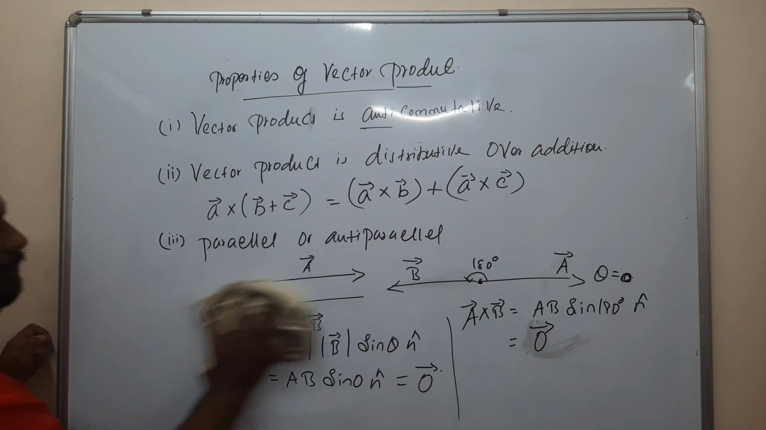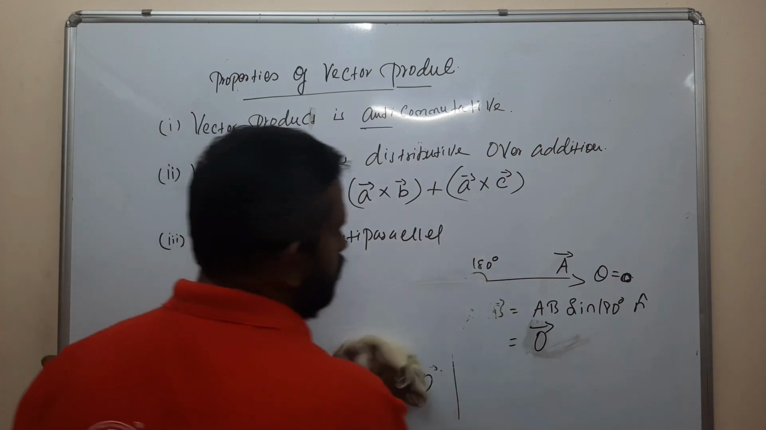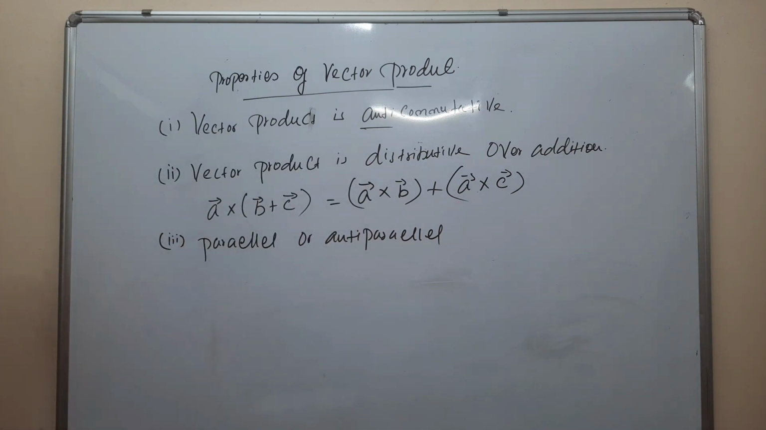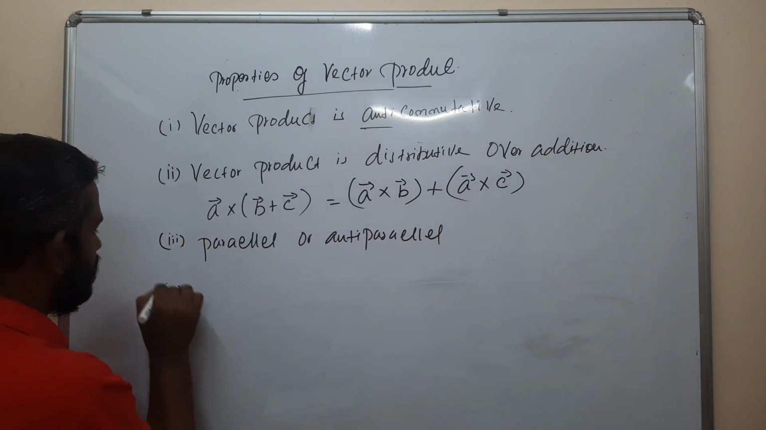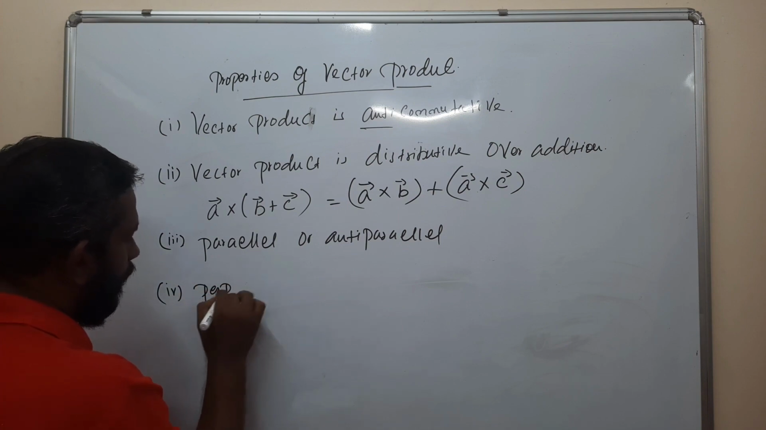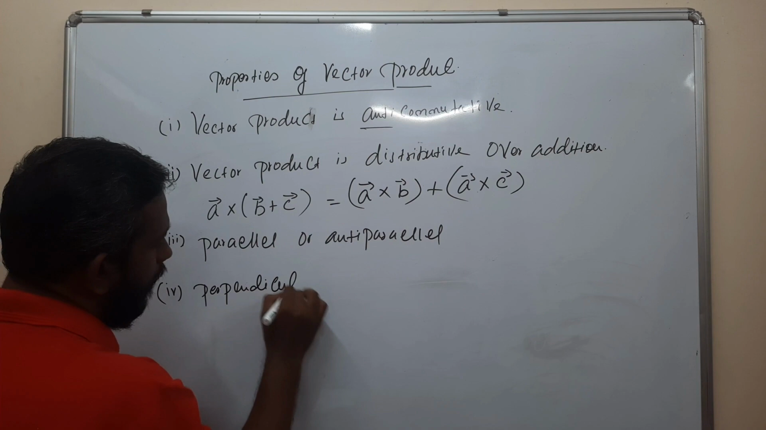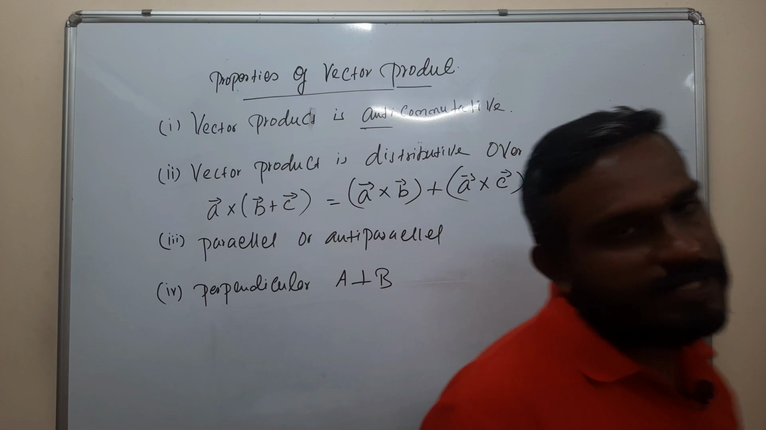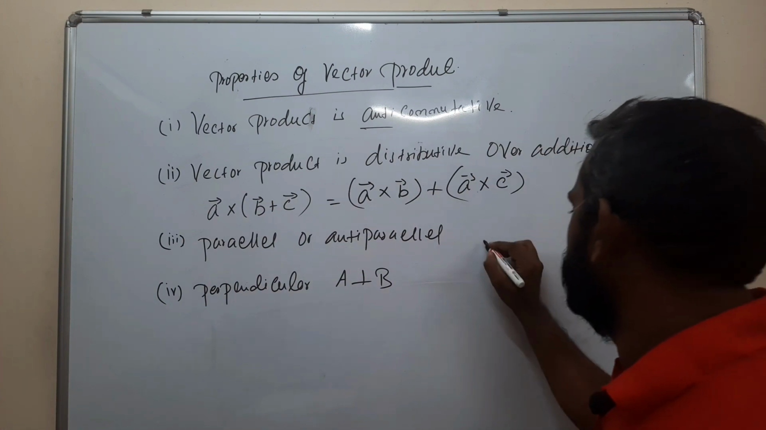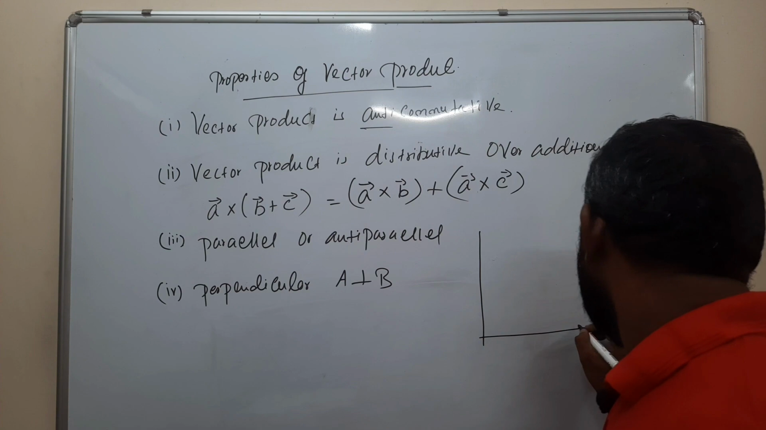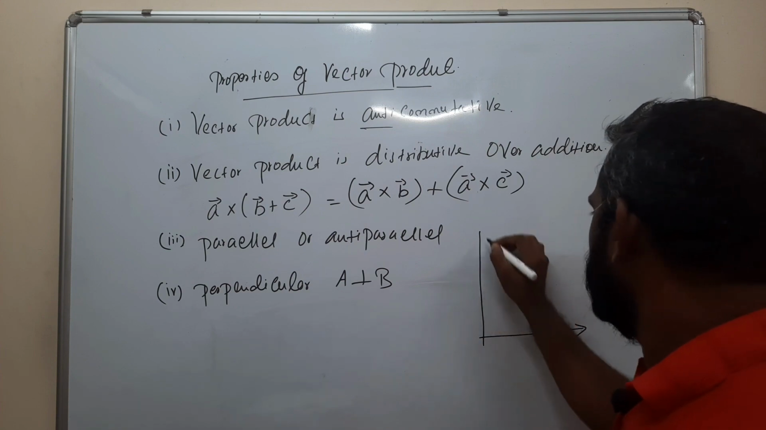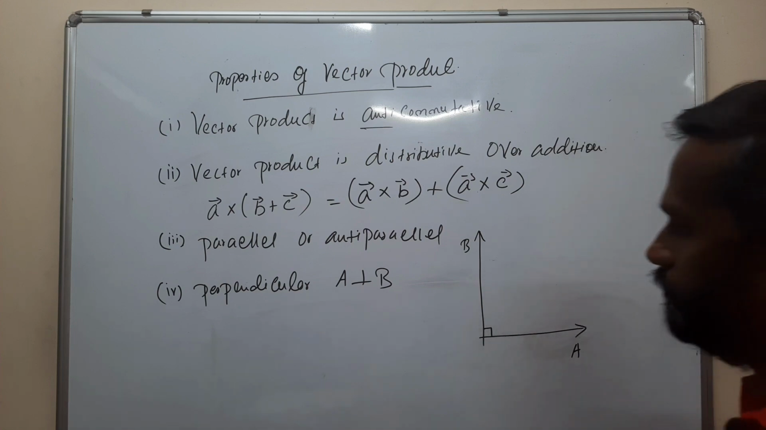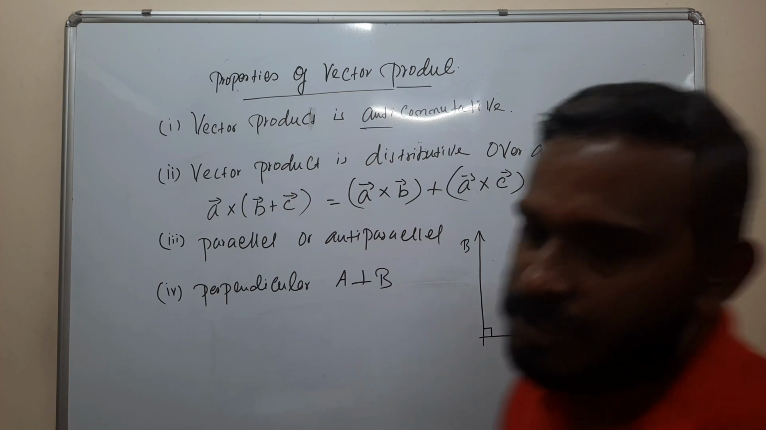So the next property: suppose two vectors, A vector and B vector, are perpendicular to each other. That is, A vector is perpendicular to B vector. This is A vector and this is B vector. So the angle between these two is 90 degrees. So what about the cross product?